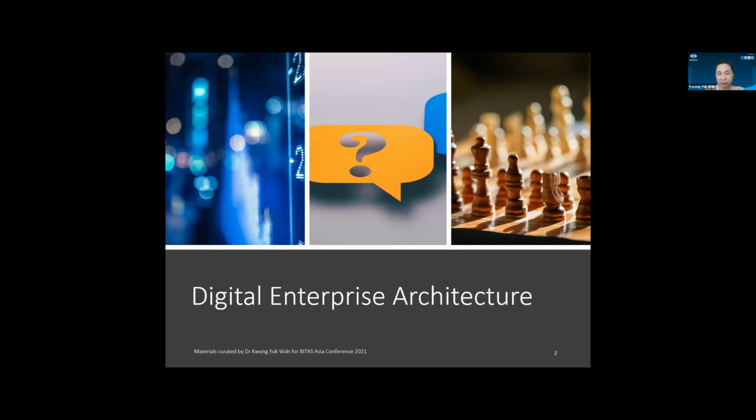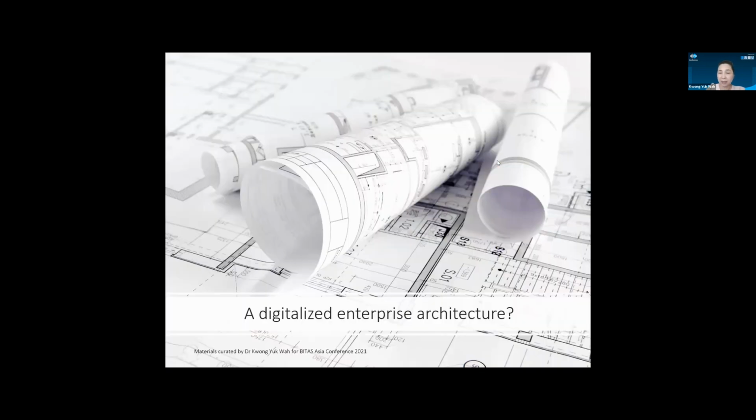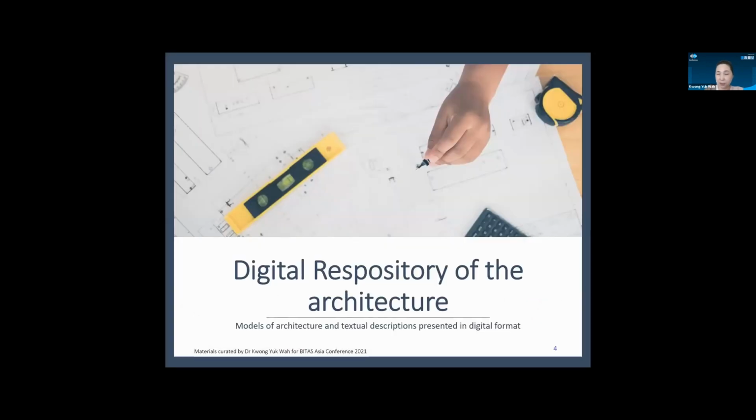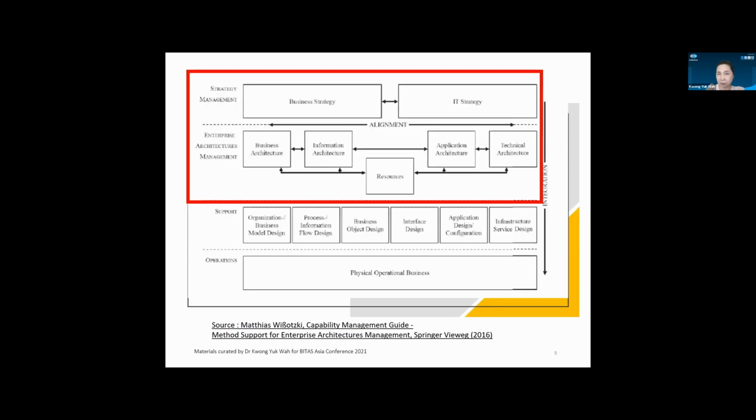Before we discuss the current state of digital enterprise architecture, perhaps we need to define what we mean by digital enterprise architecture. Do we mean making the architecture digitized? That means all the documentation and all the models go into a digital repository so that everybody can access it? Or are we talking about the business strategy and IT strategy alignment?